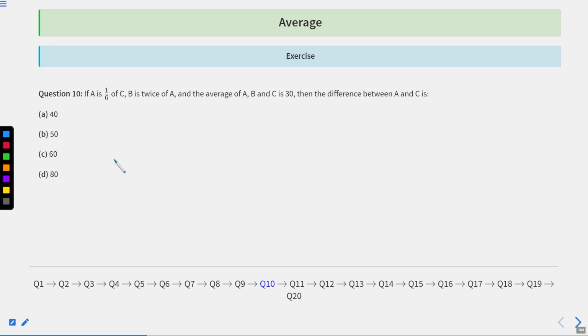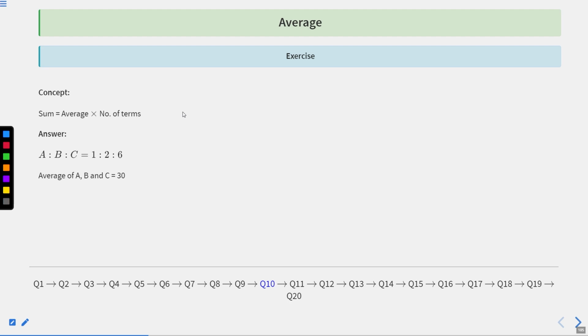Moving to question number 10. If A is 1 upon 6 of C, so a relation between A and C is given. B is twice of A and the average of A, B and C is 30. Then the difference between A and C is. So we have to find the difference between A and C.